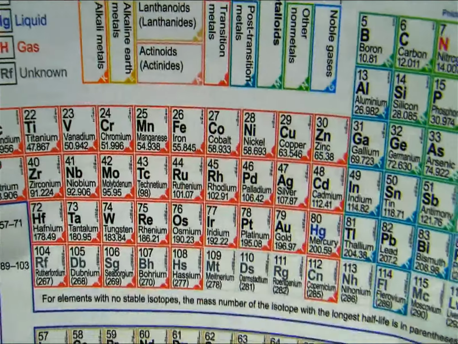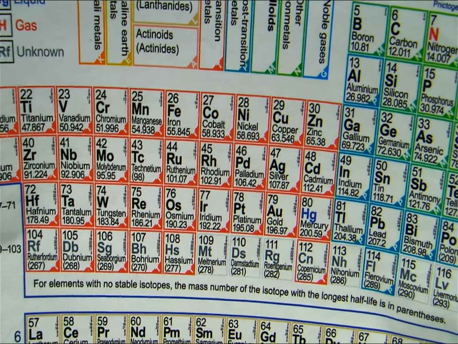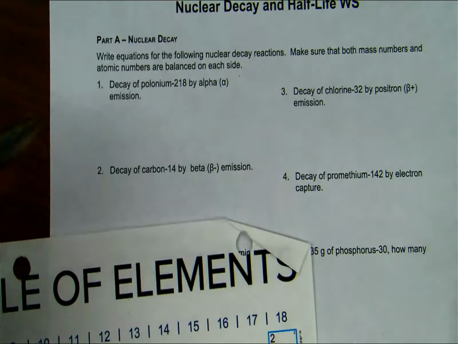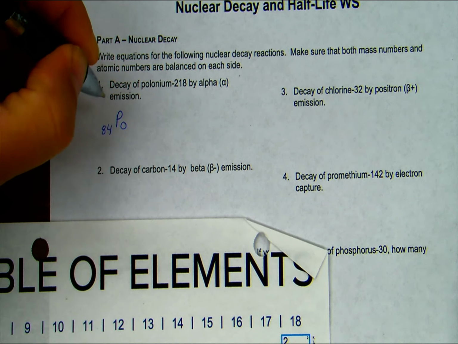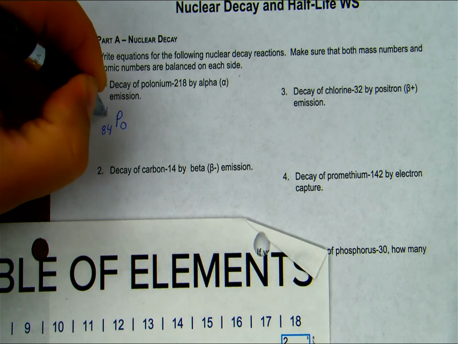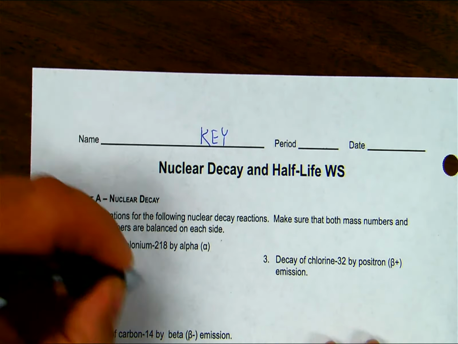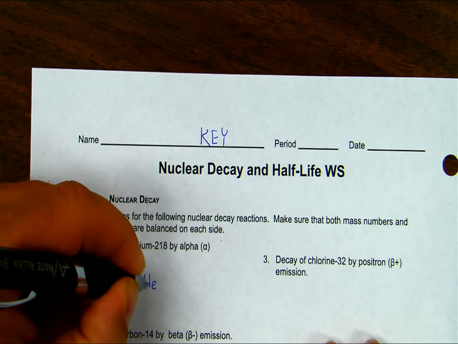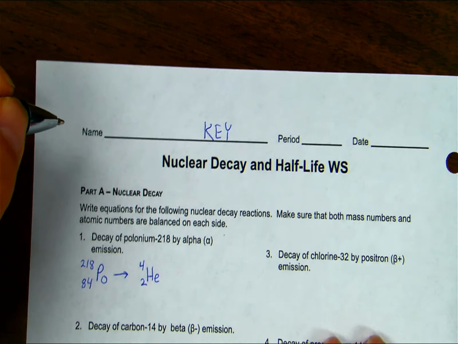All right, well, polonium-218, I'm sure I will find it soon. Here it is, atomic number 84. So Po with an atomic number of 84 and an atomic mass of 218 emits an alpha particle. An alpha particle is the nucleus of a helium atom consisting of 2 protons plus 2 neutrons, making the total atomic mass 4.